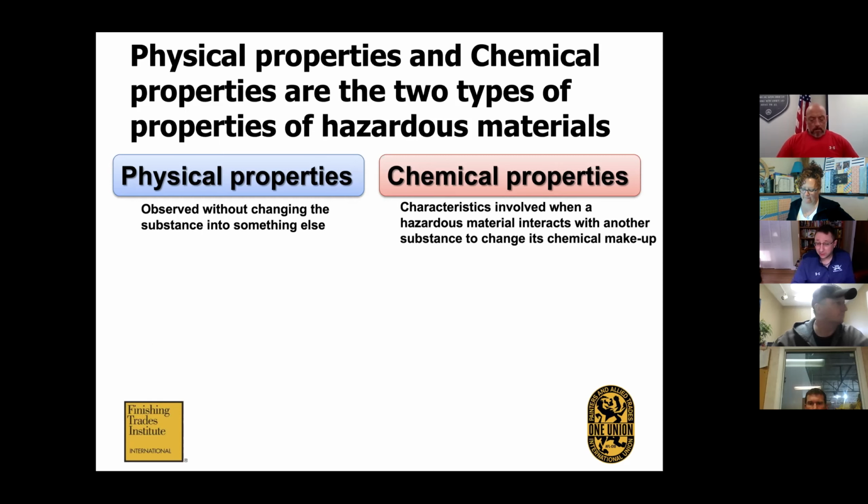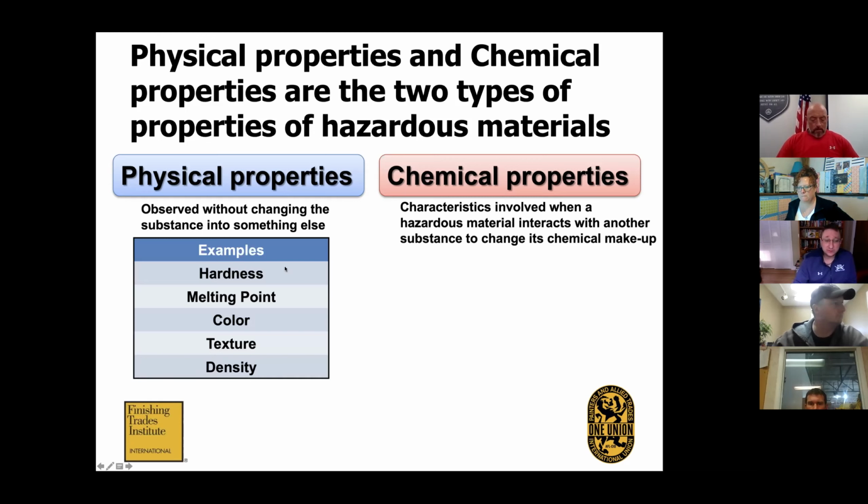So what am I talking about with this stuff? For physical ones, we've got examples of hardness, right? And I don't know if you remember back to your high school geology, where we had that hardness meter with the different marking tools you'd have to test hardness of rocks on and stuff like that.